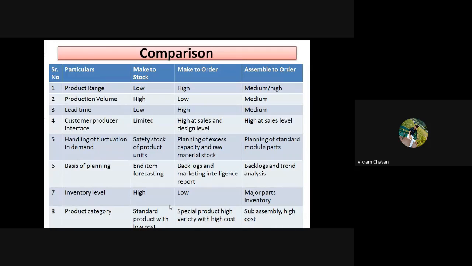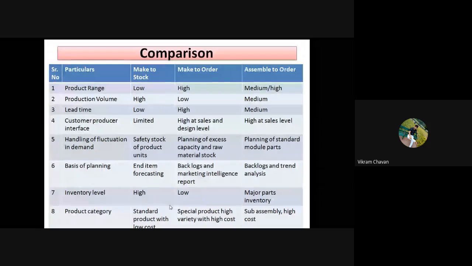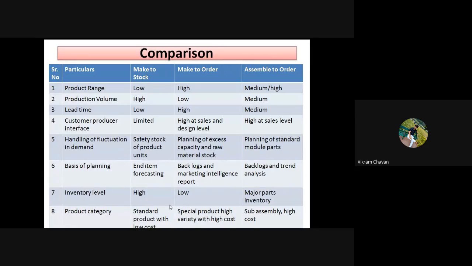Then product category and its cost. In case of make to stock production, the products are standard products, whose cost is very low. In case of make to order production, special products are manufactured on the basis of the specification of a customer, and the cost of these products is very high. In assemble to order, the product category is sub assemblies, standard assembly components, and the cost of those components is also high. So this is just a comparison between the three types of production.